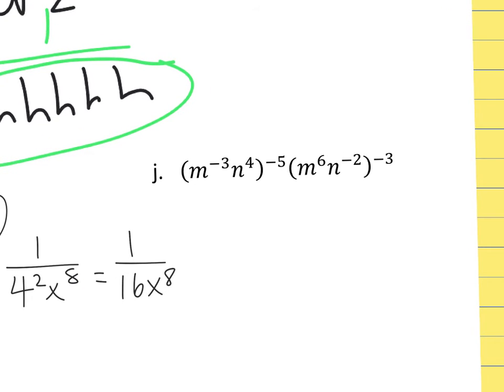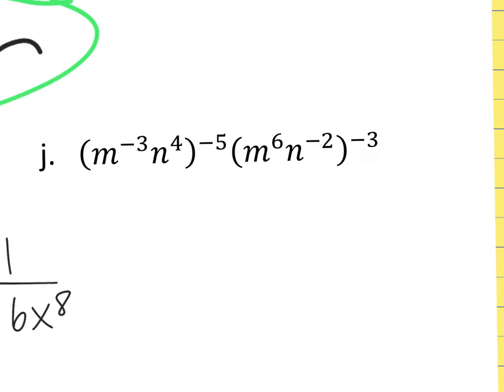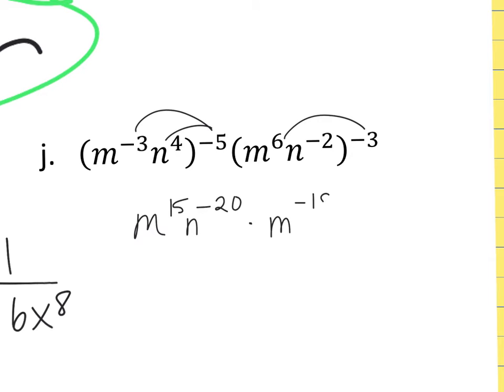Okay, J looks super complicated, but I'm just going to distribute the negative 5s through. So it's going to be m to the positive 15, n to the negative 20, times m to the negative 18, n to the positive 6. There's two different ways I can do this. I'm just going to rewrite these as positive exponents.